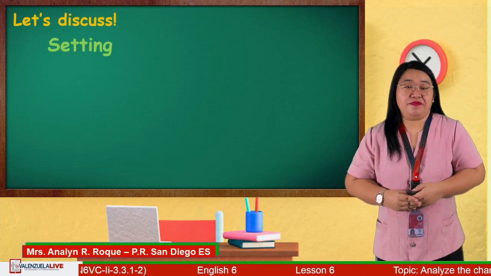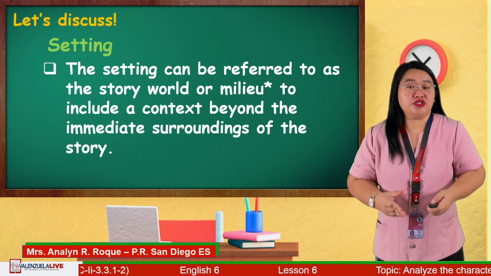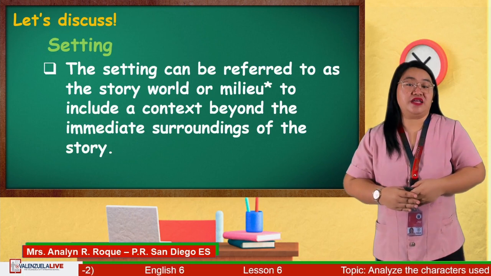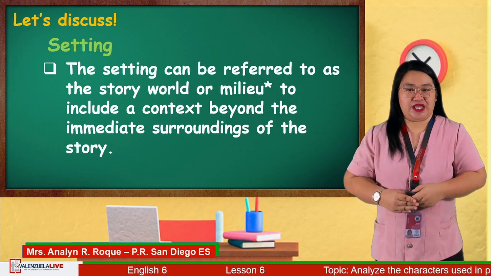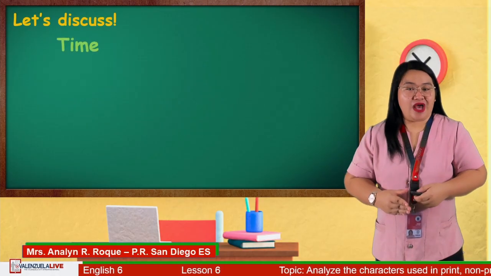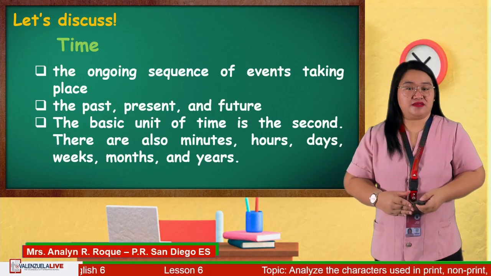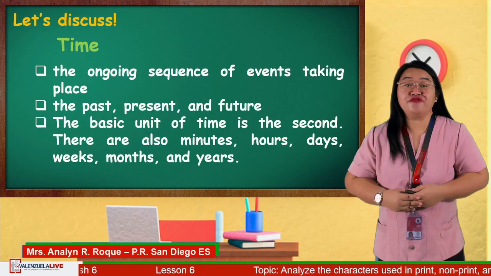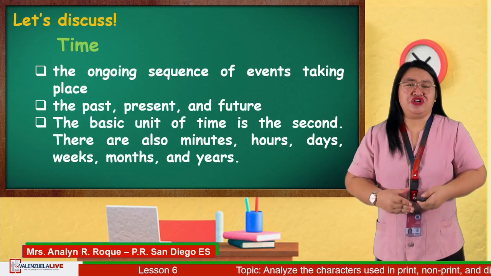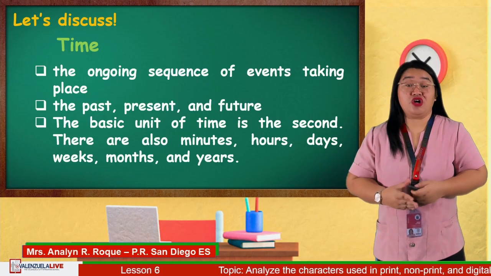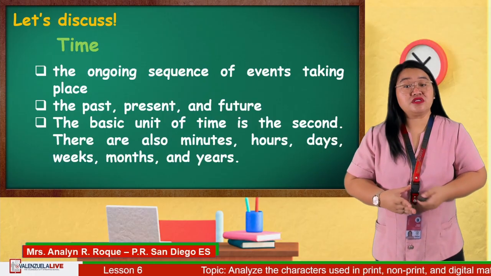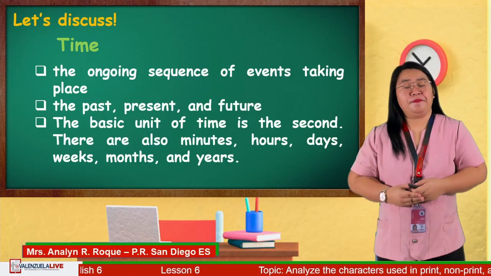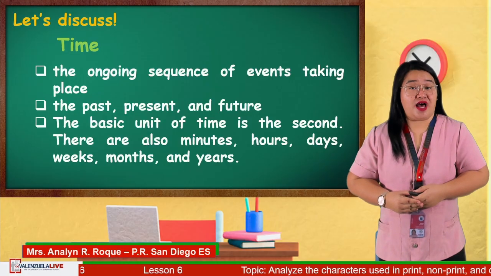The setting can be referred to as the story world or milieu to include a context beyond the immediate surroundings of the story. Time is the ongoing sequence of events taking place. The past, present, and future. The basic unit of time is the second. There are also minutes, hours, days, weeks, months, and years. We can measure time using clocks.